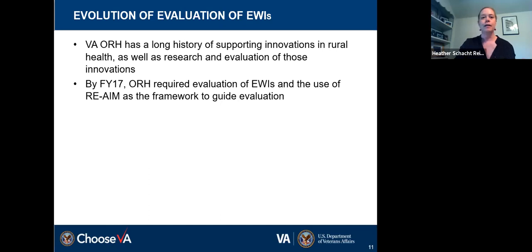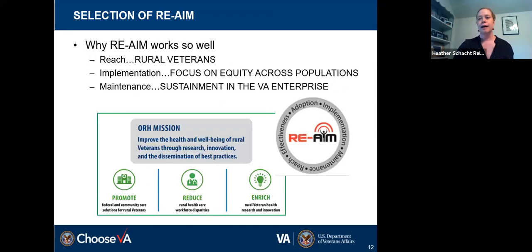And so in fiscal year 17, right away in the program's development, ORH required evaluations of its EWIs, and they asked them to use the REAIM framework to guide their evaluation. And I want to emphasize that REAIM works really well for the Office of Rural Health because of the focus on reach. You know, reaching rural veterans is critical for the Office of Rural Health. That is what they're supposed to be doing. That's the main part of their mission.